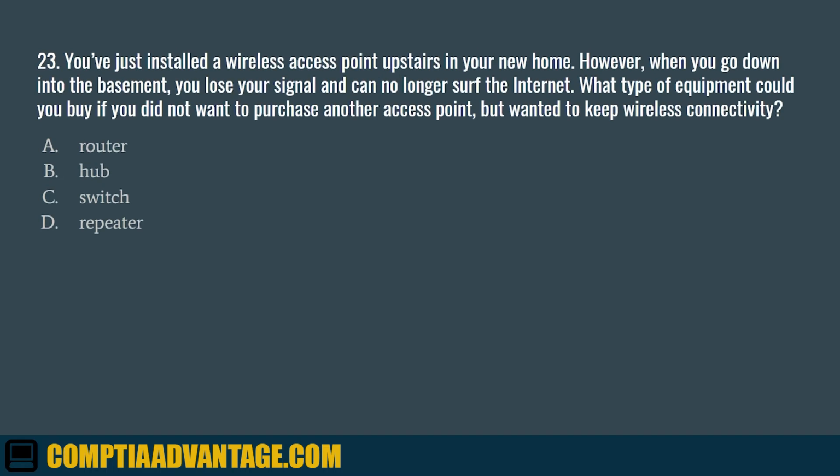Question 23. You've just installed a wireless access point upstairs in your new home. However, when you go down into the basement, you lose your signal and can no longer surf the internet. What type of equipment could you buy if you did not want to purchase another access point but wanted to keep wireless connectivity? A. Router, B. Hub, C. Switch, D. Repeater. The correct answer is D.